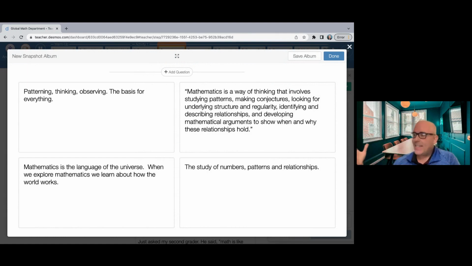Again, we see this idea of studying patterns, making conjectures, looking for underlying structures and regularity, identifying and describing relationships. So that same idea. I love this one too. Mathematics is a language of the universe. I love that word language right there. We think about mathematics, it is a type of language that we have. And informal language and informal mathematics should be a part of it. We allow informal language into our everyday life, so maybe we should have some informal mathematics going on. When we explore mathematics, we learn how the world works. And again, the study of numbers, patterns, relationships. We see a lot of that.